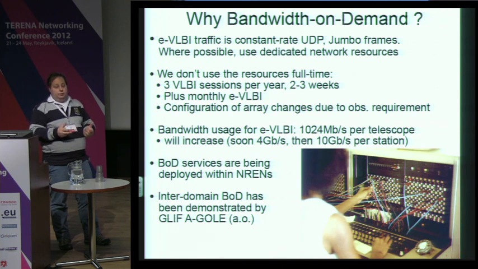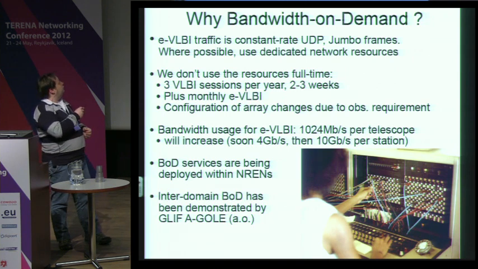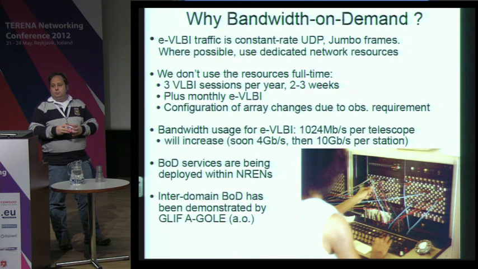The other reason that we would like bandwidth on demand instead of static light paths is that we don't use these network resources all the time. Most of these telescopes are in other observation programs as well. They don't do VLBI all the time. We have three sessions that are each two or three weeks long, and we have our monthly eVLBI session, and in between those we don't really use the network.